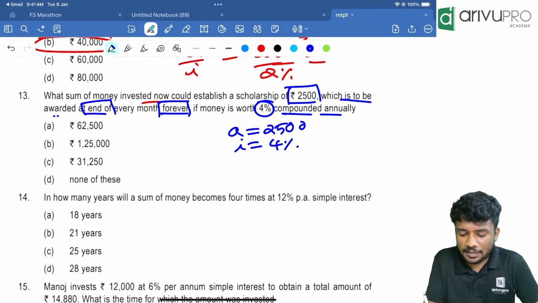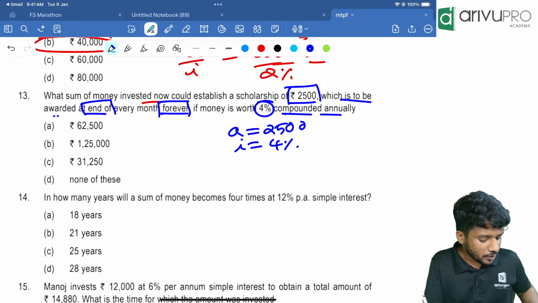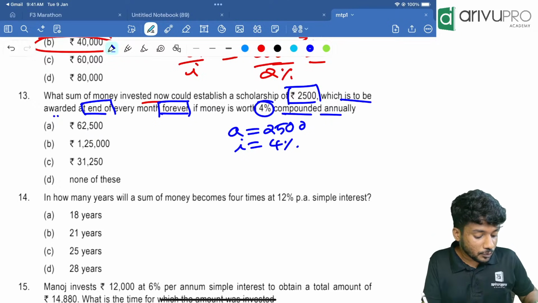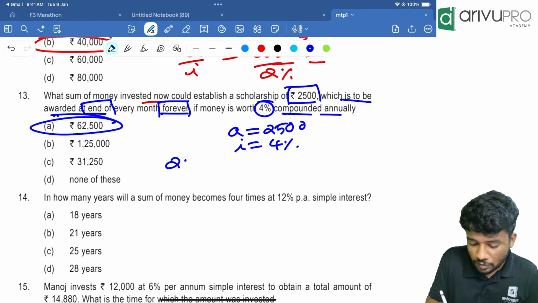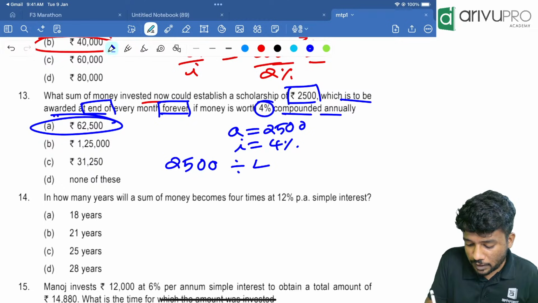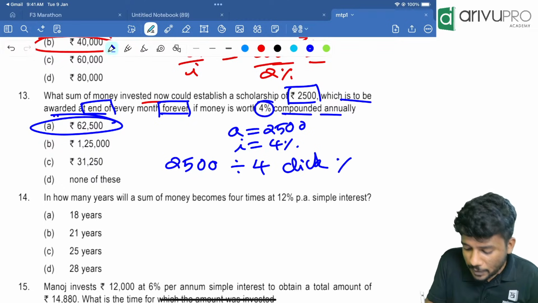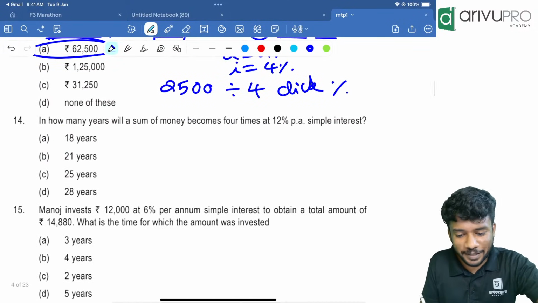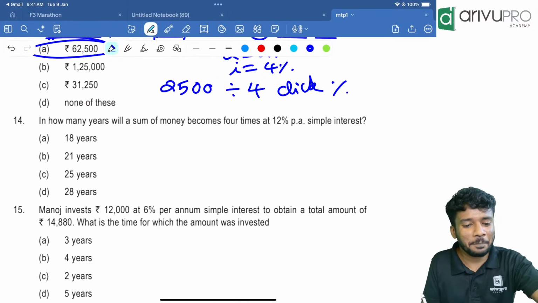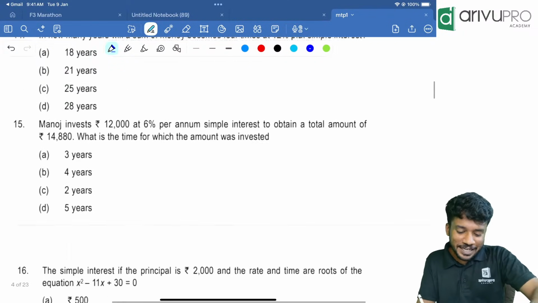Take your calculator and get me the answer. 2,500 divided by 4%. Answer is 2500 divided by 4. Then click what? Percentage. You are getting 62,500. I hope that you got the answer. Right answer, everyone. Right. Perfect. Good. Very good. Next one.